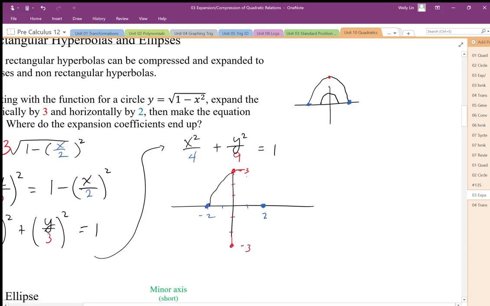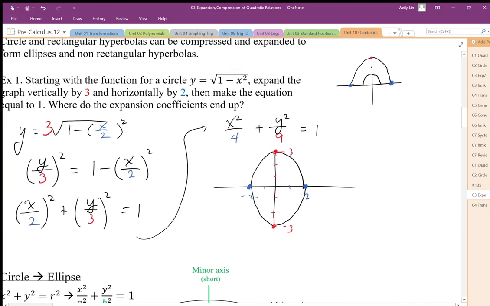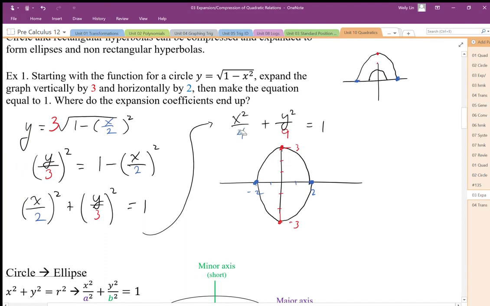So I get the exact same thing as I had before, and I could do it from a function perspective like this, and I get this kind of looking graph. But this is much easier if we understand how those expansions and compressions relate to the ellipse. We're really just talking about the x-axis radius and the y-axis radius that come out of the terms A and B.